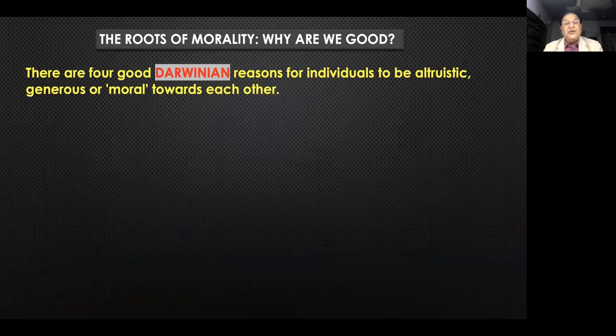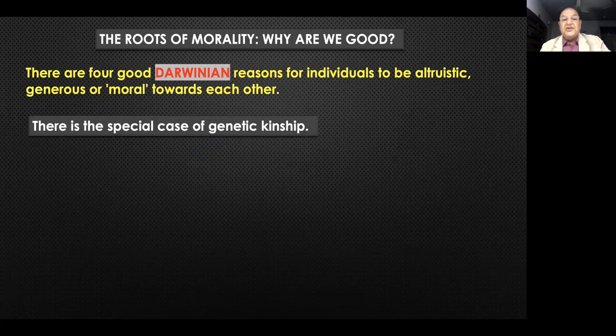Once again, he goes back to Darwinian theory, and he says it can be very easily explained. I will just take the four points that he has taken here, but I would definitely suggest you read it. There are several pages which he has given, but the crux is that these are four good reasons for individuals to be altruistic, generous, or moral towards each other. So there is nothing to do with God. If you want to be good, that's what he says, it's a Darwinian principle of behavior that actually makes you moral or altruistic.